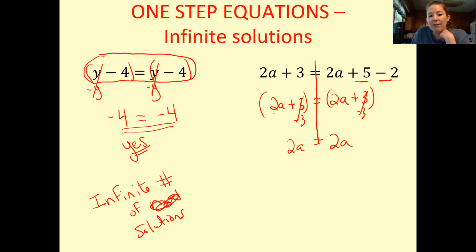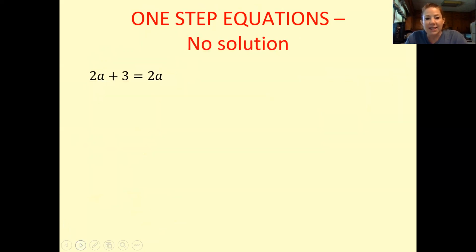So basically, if you ever get to a place where you have the exact same expression on both sides, that means you're going to have an infinite number of solutions. I hope that makes sense. All right, let's look at this one.